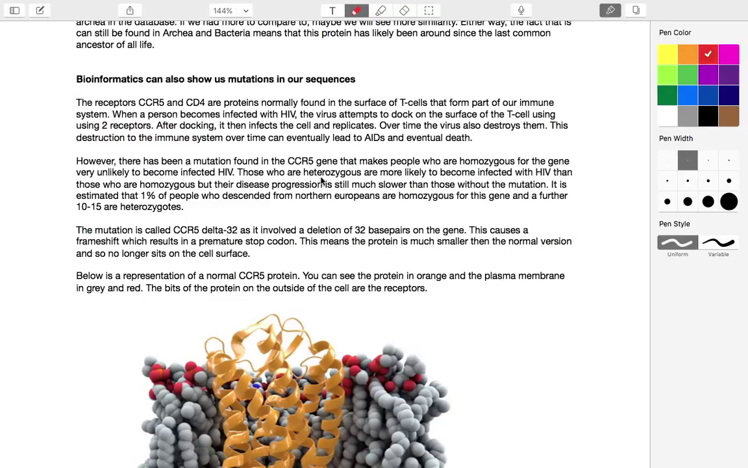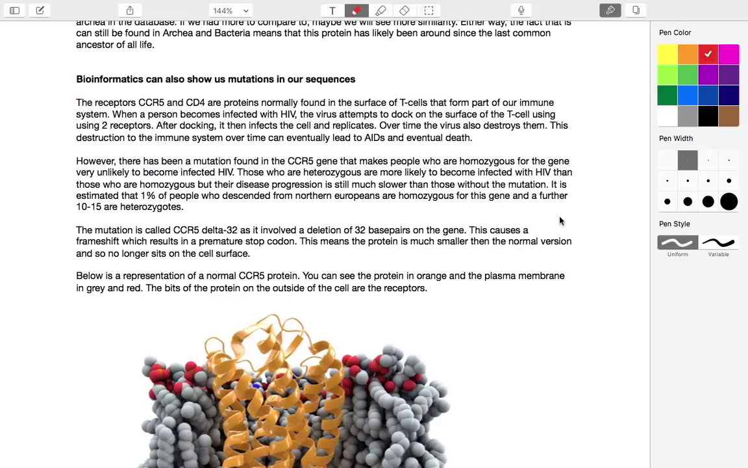Over time, the virus also destroys them. Now, this destruction to the immune system over time can eventually lead to AIDS and eventual death. However, there has been a mutation found in the CCR5 gene that makes people who are homozygous for the gene very unlikely to become infected with HIV. Those who are heterozygous are more likely to become infected with HIV than those who are homozygous, but their disease progression is much slower than those without the mutation.